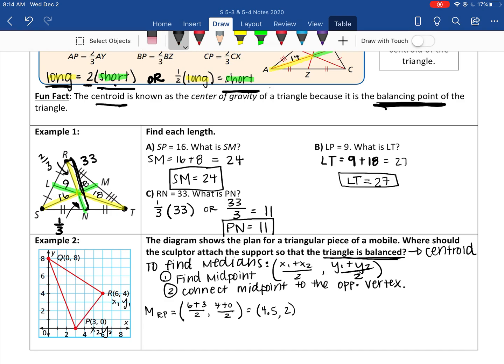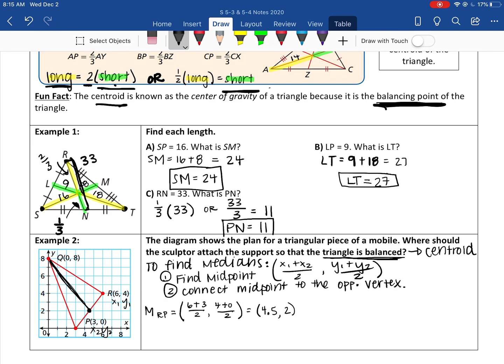So when I go to 4.5 and up 2, I end up right here. Now, when I say I want to connect that to the opposite vertex, the opposite vertex is over here, okay? So we want to connect that to the opposite vertex, and I'm going to do my best and sketch. There is one median, all right? So let's find the next median.